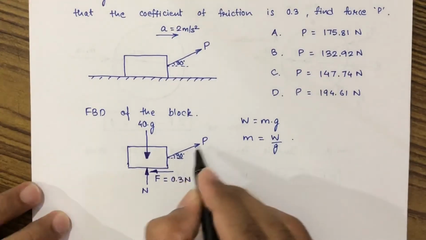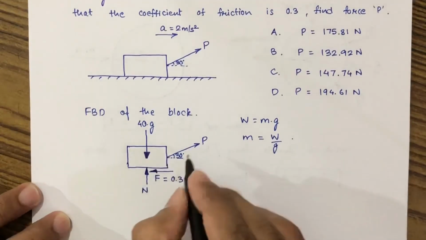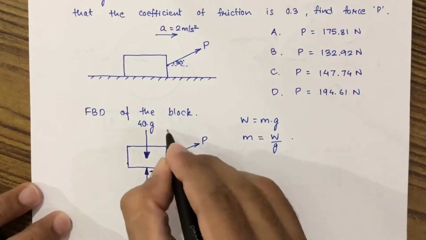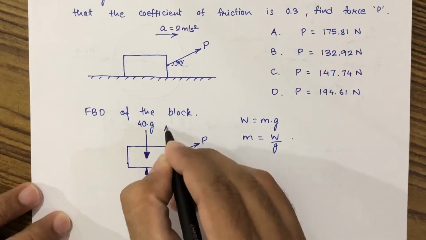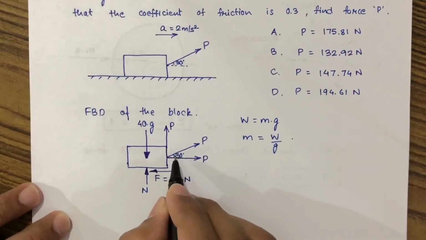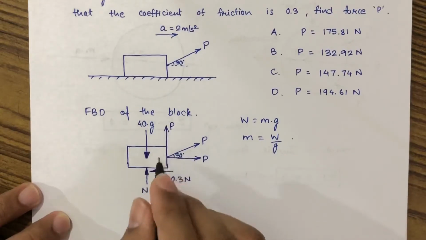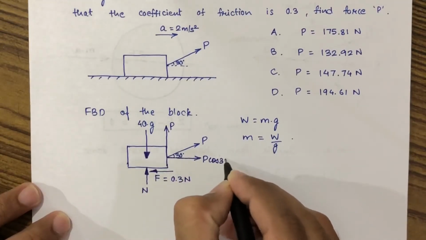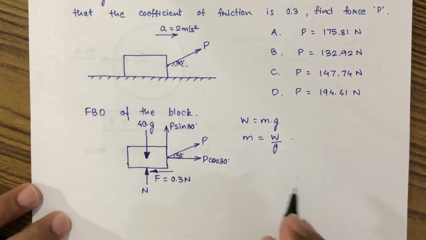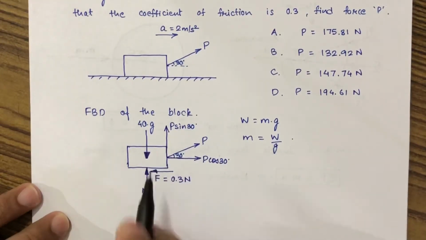Now as this P is inclined, we will have to resolve it into one horizontal and one vertical component. So let us say that this is the horizontal component and this is the vertical component. Now as this angle is inclined to the horizontal, this will be cos and the other component will be sine. So this will be cos 30 degree and this will be sine 30 degree. Clear? Now we have drawn the FBD of this block.